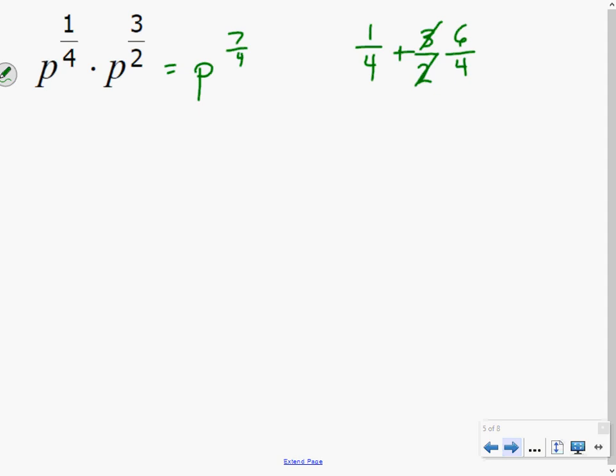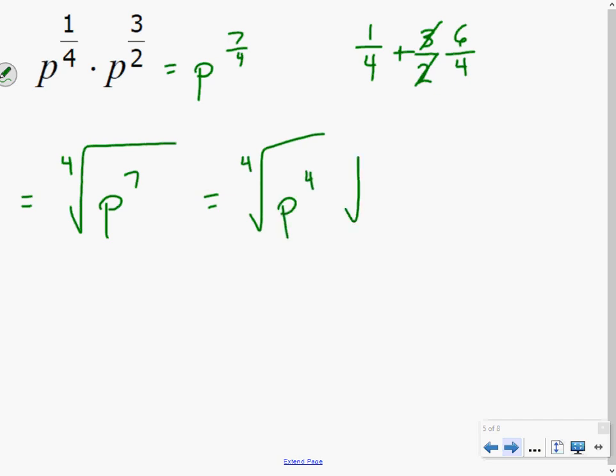Now I can convert this to a radical, so that would become the 4th root of p to the 7th, and then I can break this radical down. Let's split this into the 4th root of p to the 4th times the 4th root of p cubed. Now I can take the 4th root of p to the 4th to get just p, and I have this 4th root of p cubed left over.